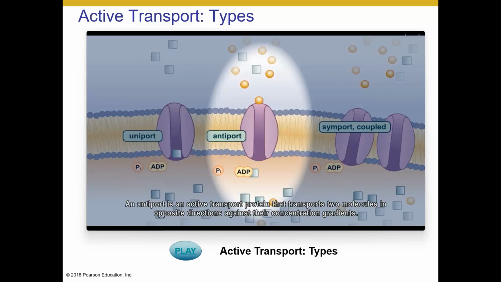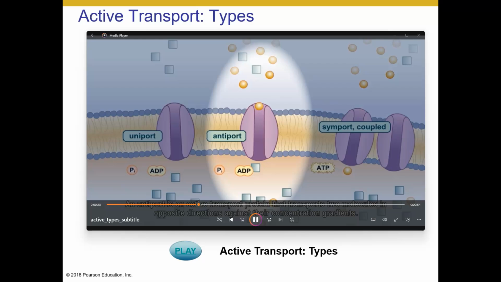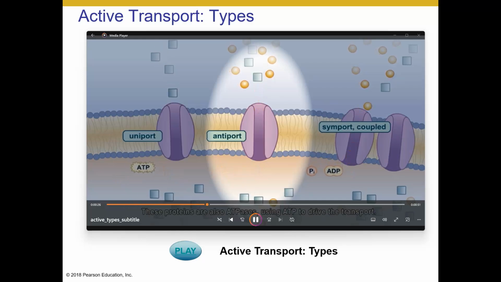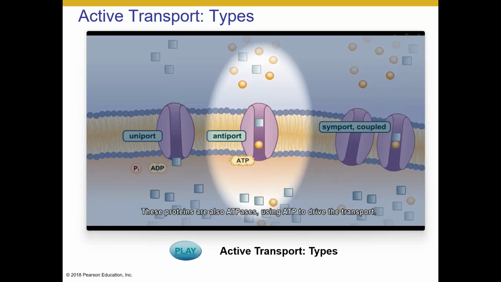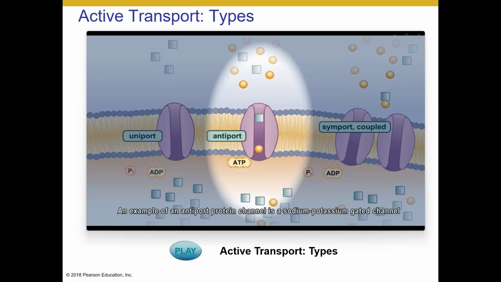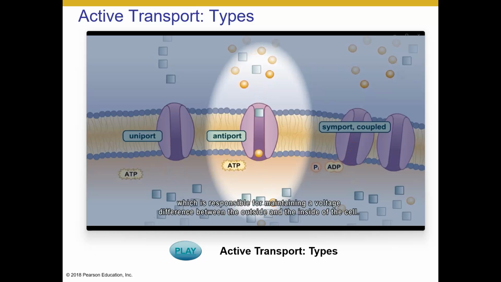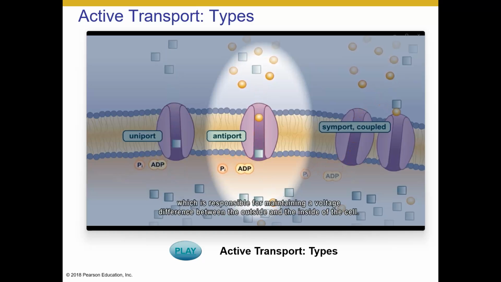An antiport is an active transport protein that transports two molecules in opposite directions against their concentration gradients. These proteins are also ATPases, using ATP to drive the transport. An example of an antiport protein channel is a sodium-potassium gated channel that maintains the electrochemical gradient of cells, which is responsible for maintaining a voltage difference between the outside and the inside of the cell.